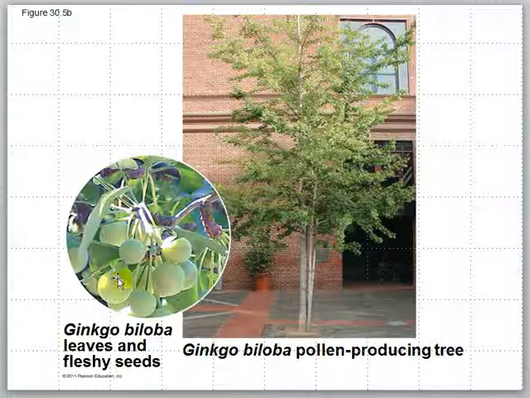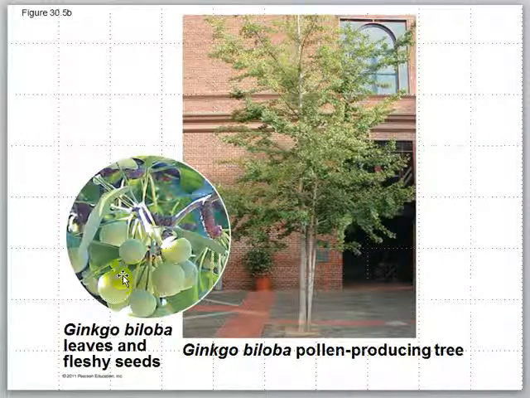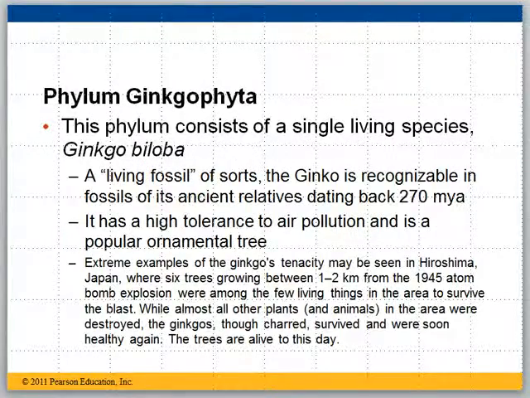And just to back up and tell you how tough and hardy these plants can be, some extreme examples of ginkgo tenacity can be seen in Hiroshima, Japan. If you'll recall from your history books, Hiroshima is where we dropped one of the nuclear bombs to end World War II. There were 6 ginkgo biloba trees that were growing between about 1 to 2 kilometers from the 1945 atom bomb explosion that pretty much leveled everything in the area.